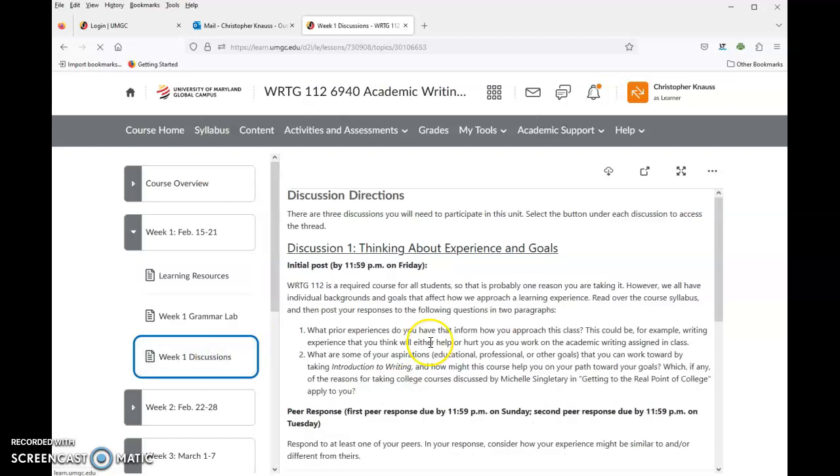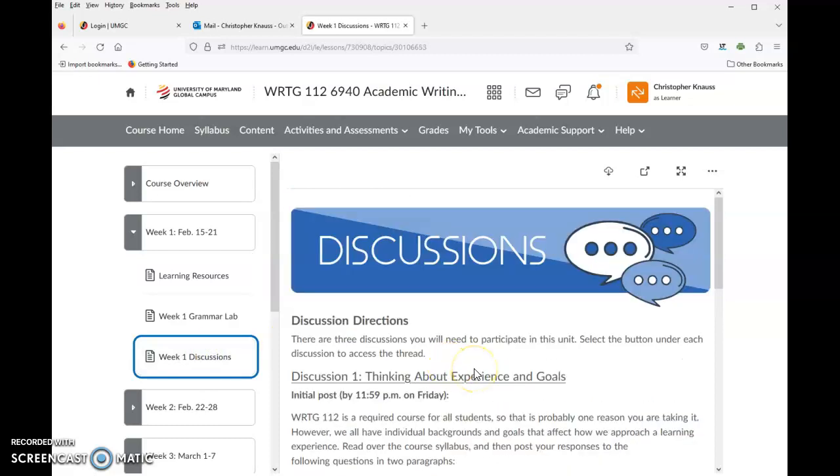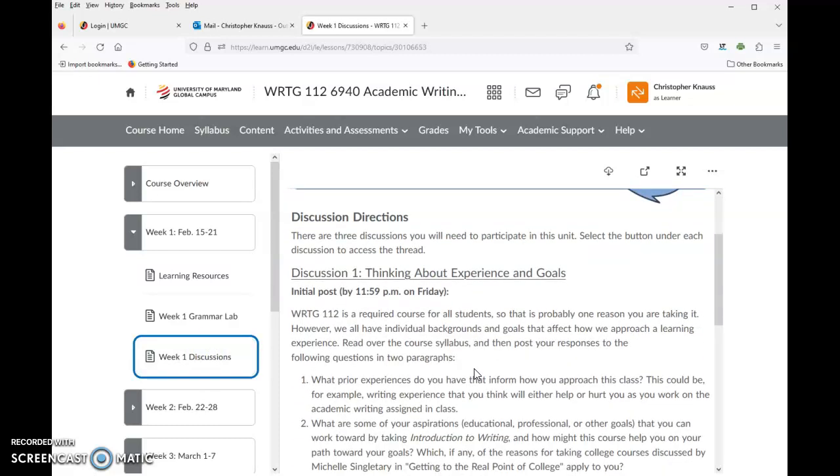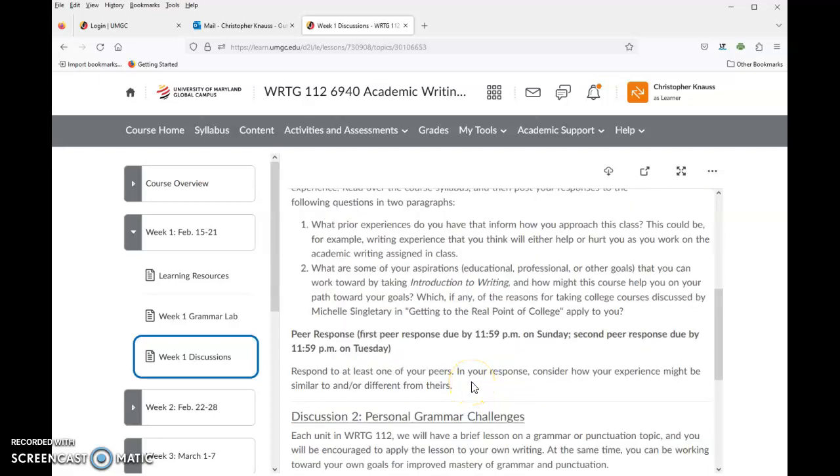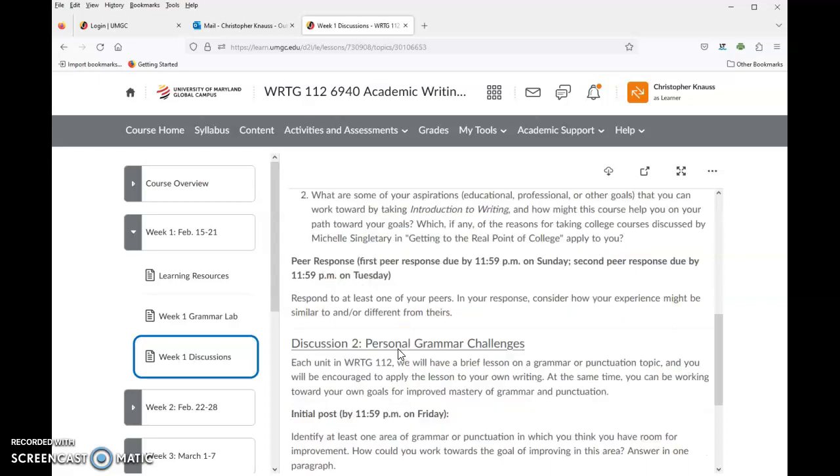Make sure you complete the discussions on time. The first post is due on Friday by 11:59 p.m. and then you'll want to do another peer response by Sunday at 11:59 p.m. and a second peer response for each discussion by Tuesday at 11:59 to be eligible for full points for that.